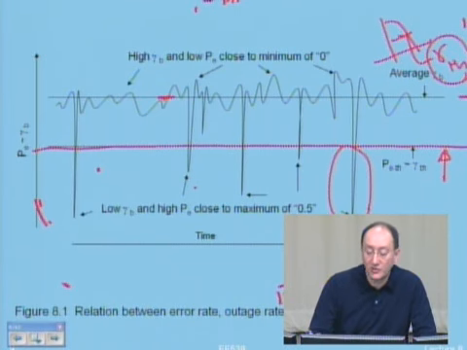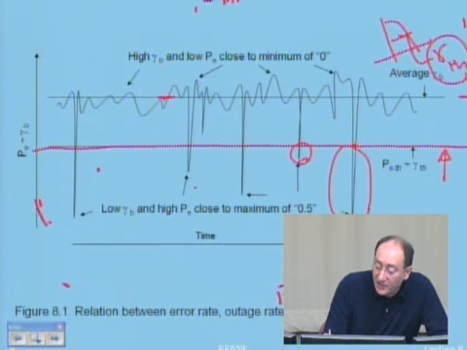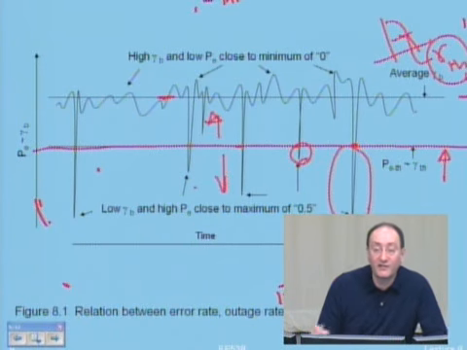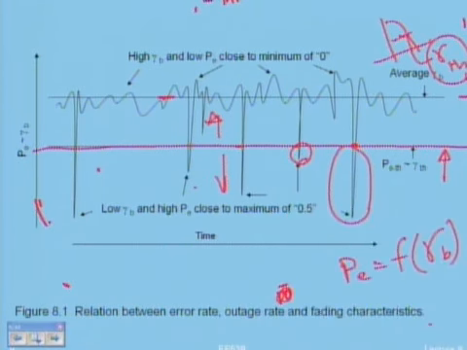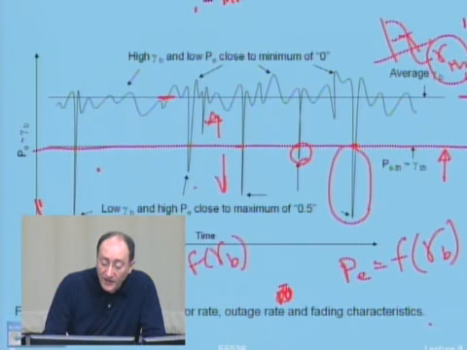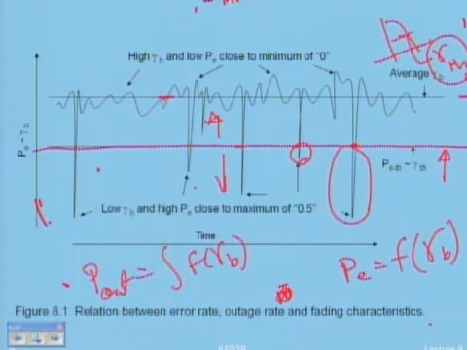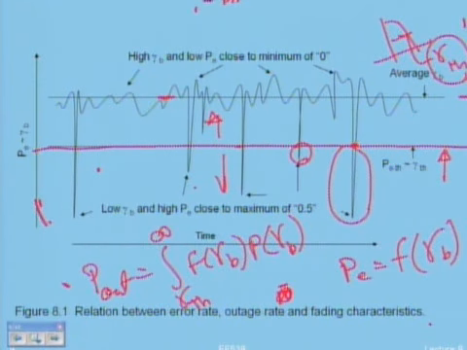So my signal is acceptable whenever it is above the threshold. Suddenly it comes below the threshold. So what I need to do is calculate the ratio of the time that I'm under to the time that I'm above. Since my probability of error is a function of gamma sub b, calculating the probability of outage really is the integral of the distribution function of gamma sub b, which I call p of gamma sub b, from gamma threshold to infinity. That's the probability of outage.